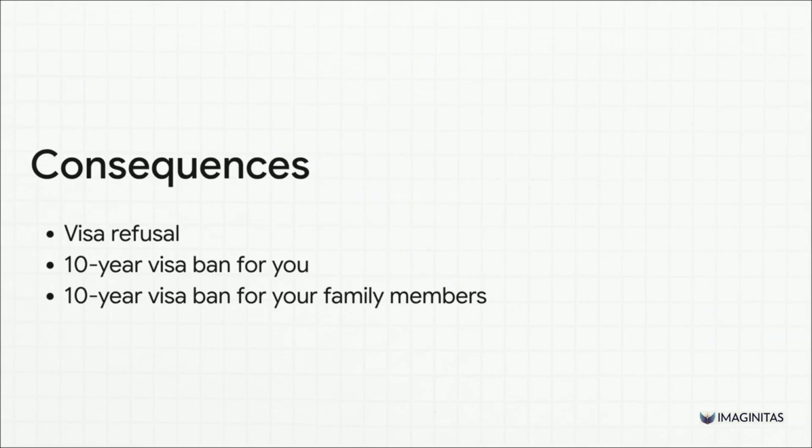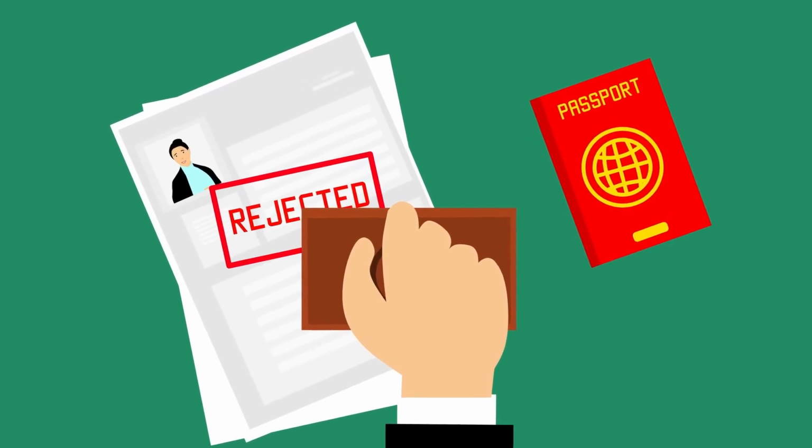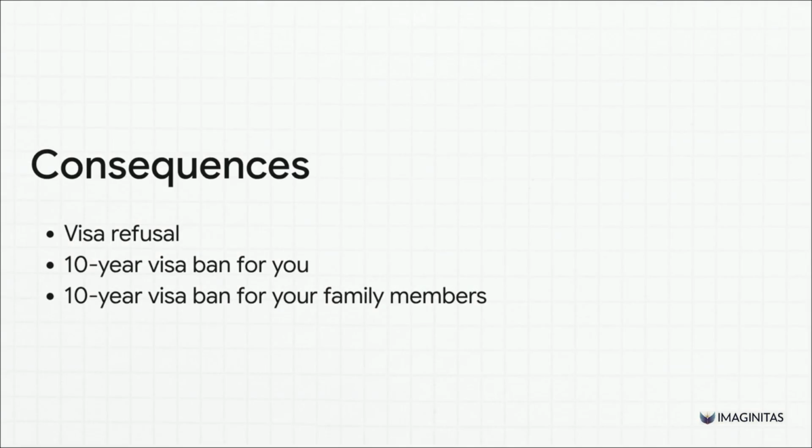And here's why that rule is so important. The consequences for getting it wrong are, well, they're really severe. We're not just talking about a visa refusal. If you provide false information, you could be looking at a 10-year ban from Australia. And that ban could apply to your family members too. The stakes are just incredibly high.